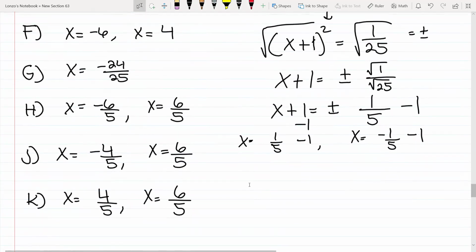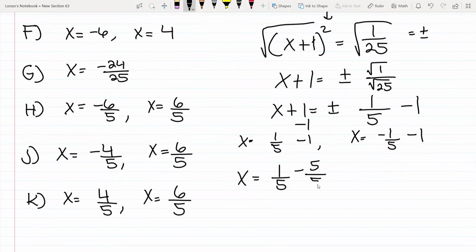Okay, go ahead and clean this up more. What's 1/5 minus 1, or 5 over 5? Right? 1 is the same thing as 5 over 5. So what's 1 minus 5? Negative 4/5. And then over here, what's negative 1/5 minus 1, or negative 5 over 5? That would be negative 6/5.